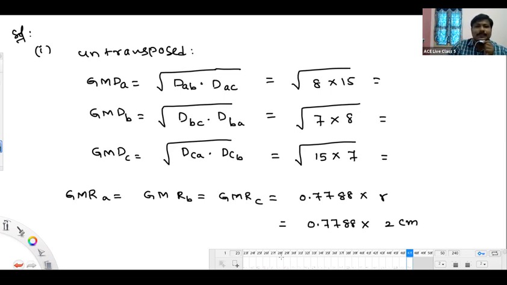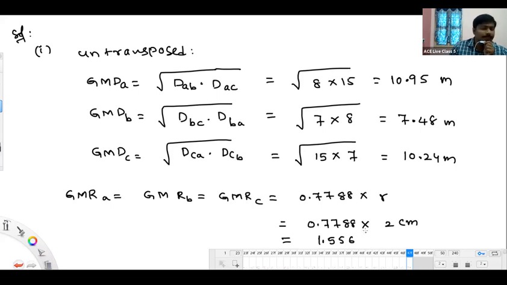First number, how much? Tell me the sequence, all the three. 10.95 first number. Second number it is 7.48. Next number it is 10.24 meters. And how much is GMR in centimeters? 1.556 centimeters. So it is for the untransposed case.